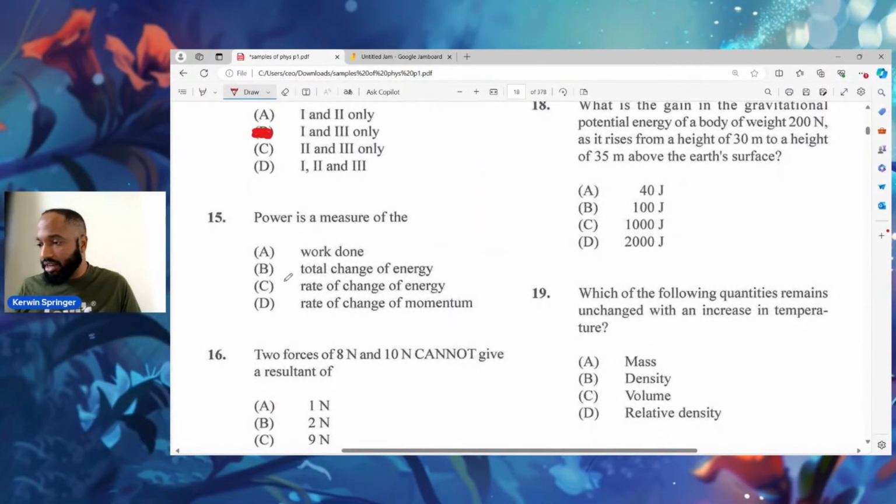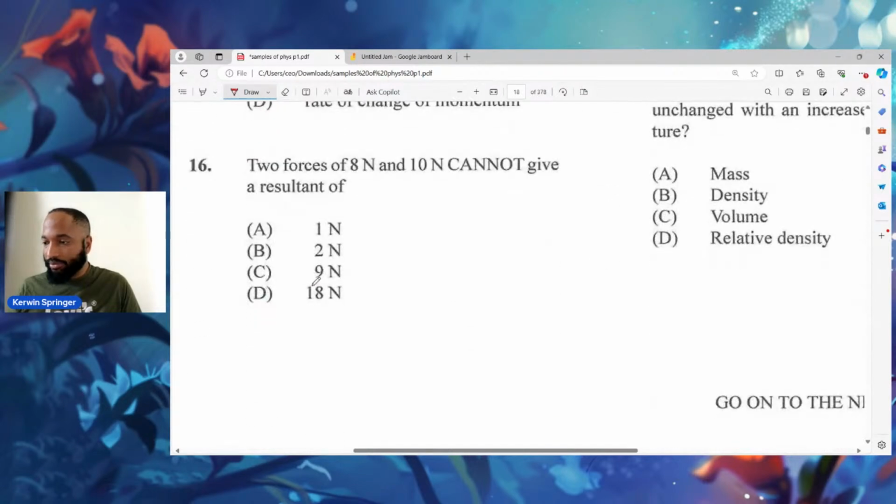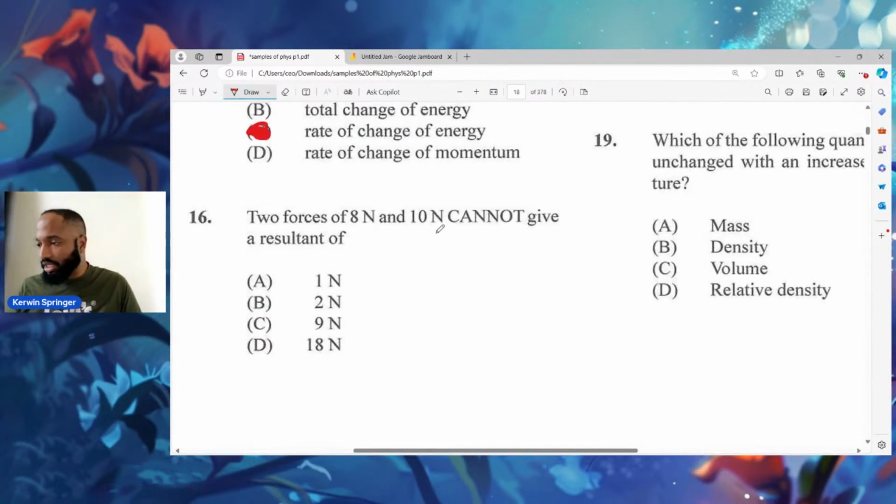Poise is a measure of rate of change of energy. So poise is a rate of change of energy. Two forces, 8 newtons and 10 newtons, cannot give a resultant force of 1. There's no way you could get 1.